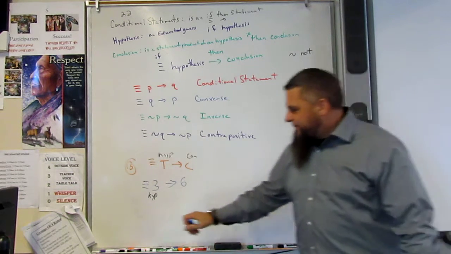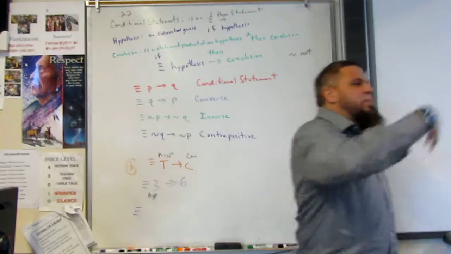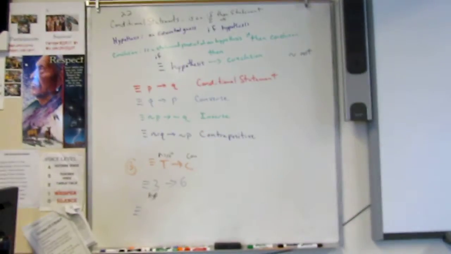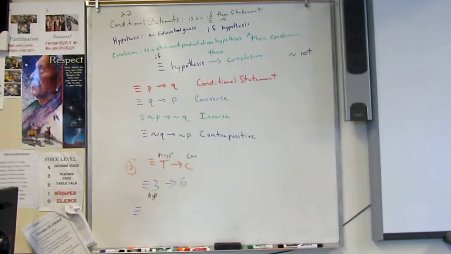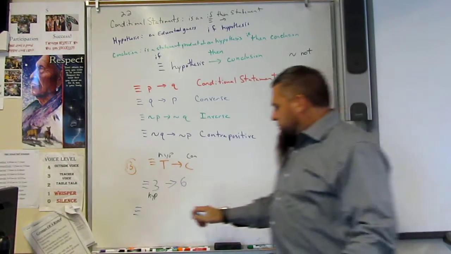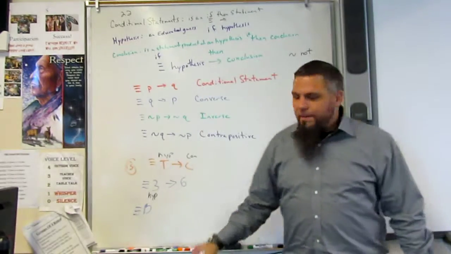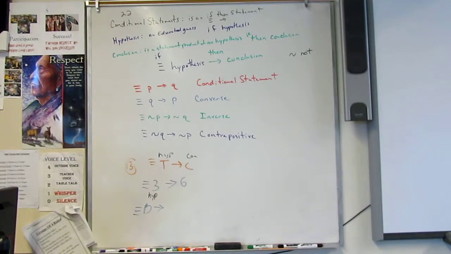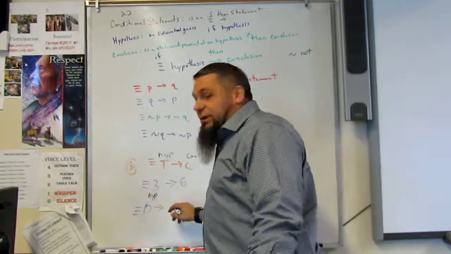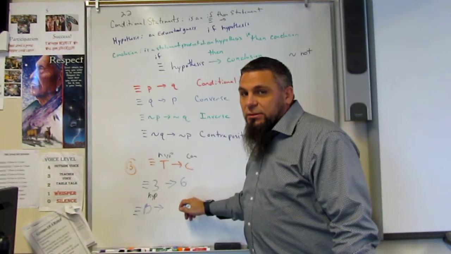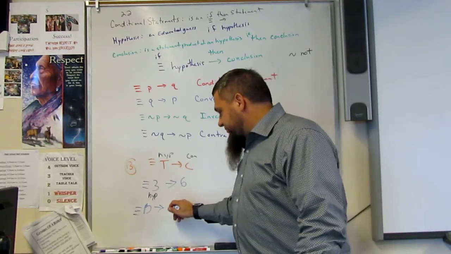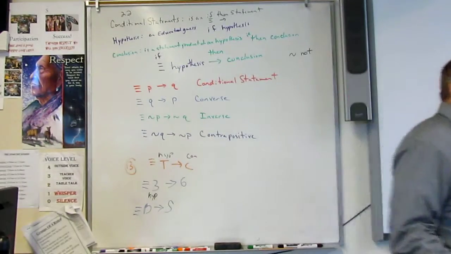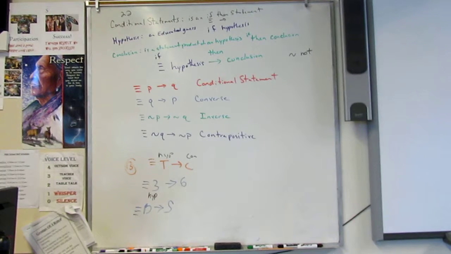So, how do you think of a batter getting 3 strikes? Give me a letter to represent that. You said B? Okay. If B, then what? S. Yeah. Then he's out. Then he's out is an S. That's fine with me. Does that make sense?